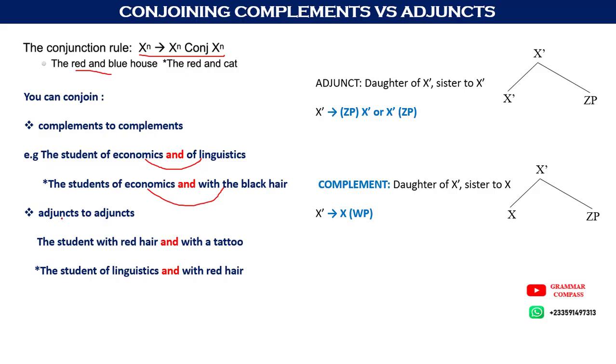In the same way, you join adjuncts also to adjuncts. So the students with the red hair and with a tattoo, adjunct to an adjunct. You cannot say the students of linguistics and with red hair. You have joined a complement to an adjunct, which is wrong. So this means that when you are drawing trees for conjoined phrases, make sure that the coordinated constituents are both of the same nature. If you are joining complements, join complements to complements. If you are joining adjuncts, join adjuncts to adjuncts.